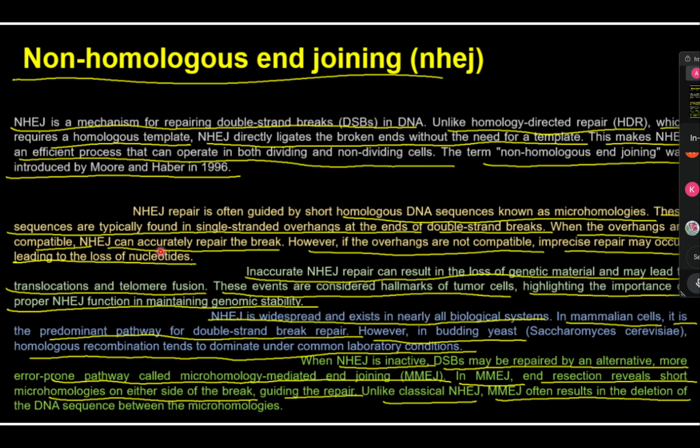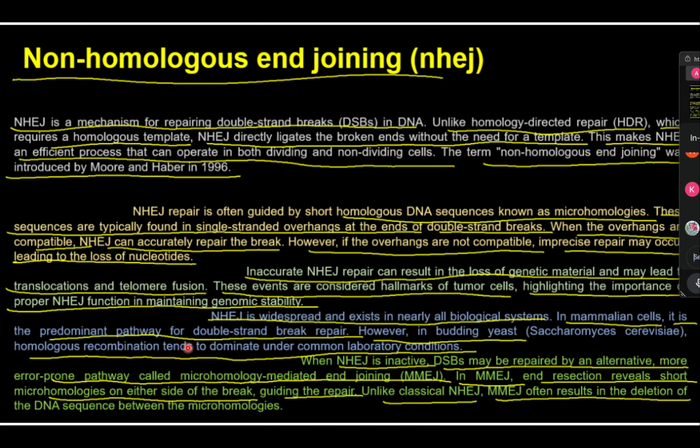Then during non-homologous end joining, the different proteins will chew the DNA back so that the overhang is completely removed and you have blunt-ended DNA that is joined together. So any information that is present in these overhangs is lost. Inaccurate NHEJ repair can result in loss of genetic material and lead to translocation and telomere fusion. These events are hallmarks of tumor cells, highlighting the importance of proper NHEJ in maintaining genomic stability. It is a widespread mechanism in all biological systems.